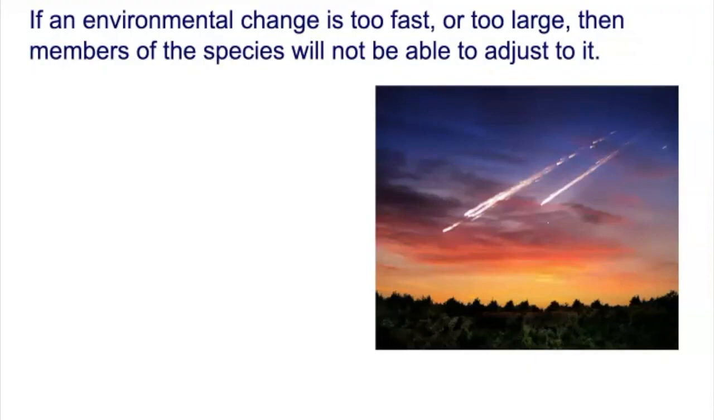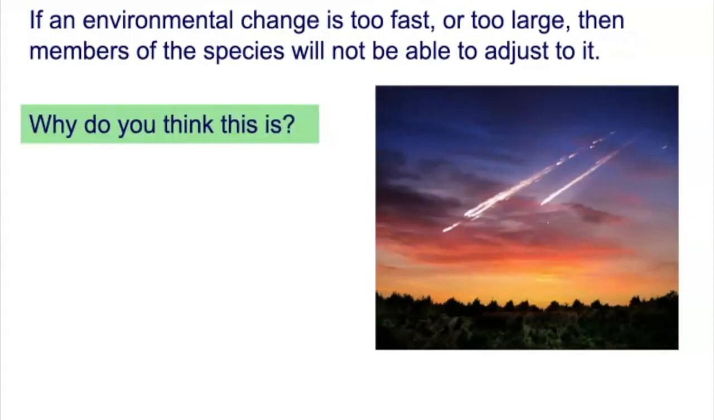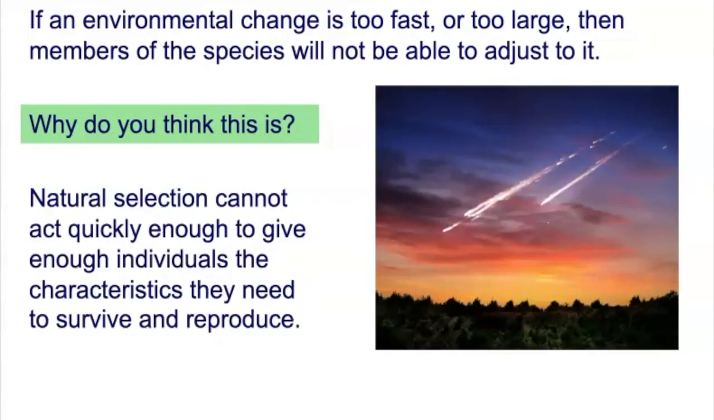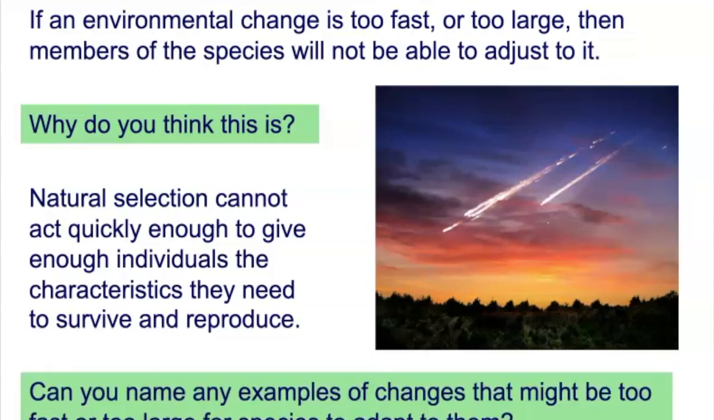Environmental change. If an environmental change is too fast or too large, then members of the species will not be able to adjust to it. Why do you think it would be that organisms would not be able to adjust to a large-scale or fast environmental change? Natural selection cannot act quickly enough to give enough individuals the characteristics they need to survive and reproduce.